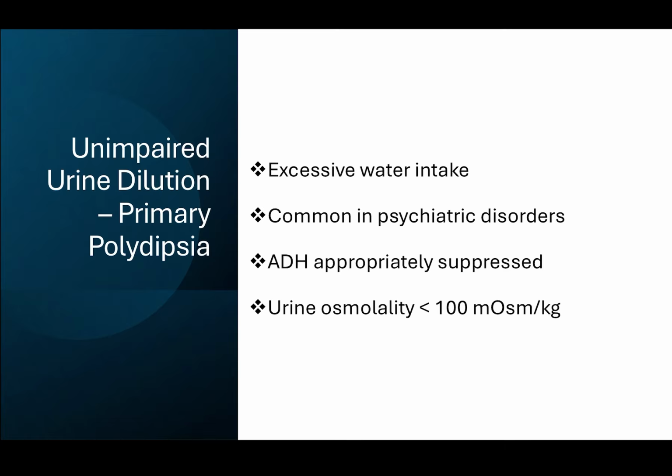Primary polydipsia occurs when water intake exceeds renal excretory capacity. Although ADH is suppressed and kidneys produce dilute urine, extremely high fluid intake overwhelms this defense, leading to dilutional hyponatremia.